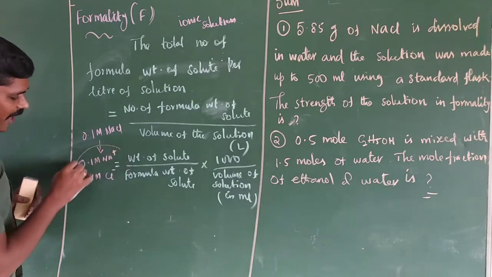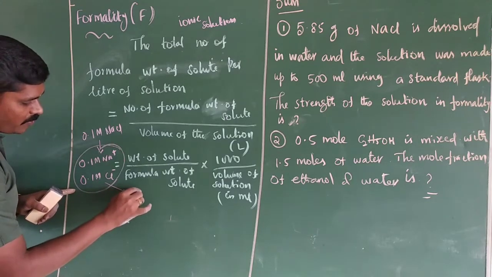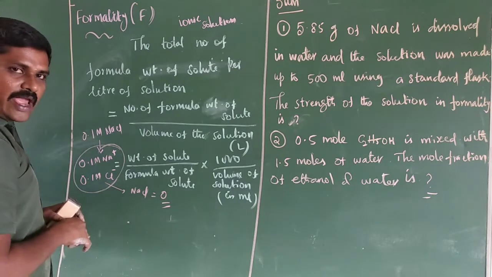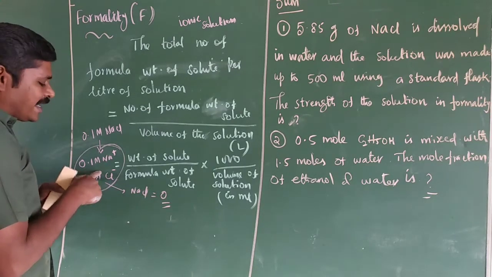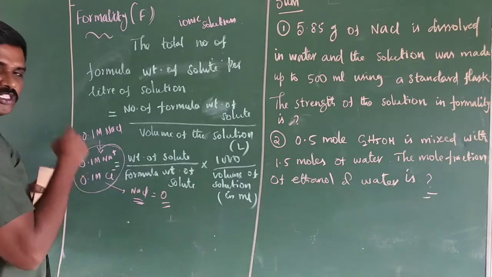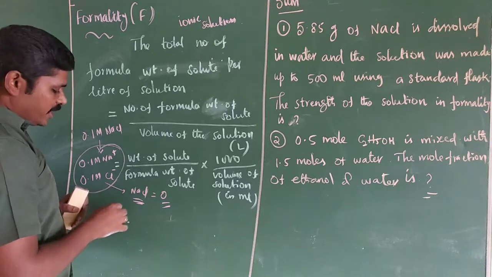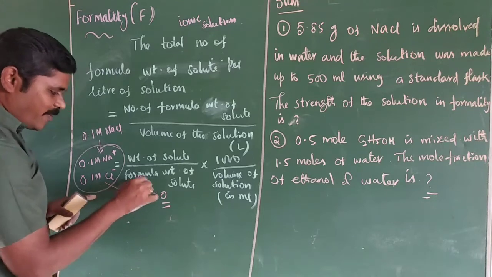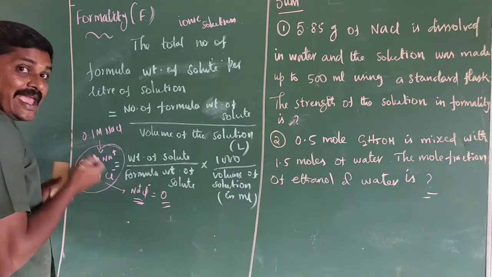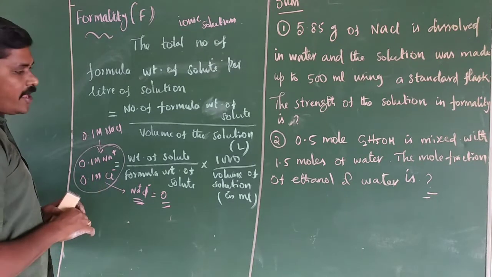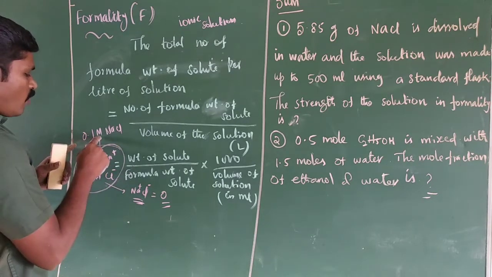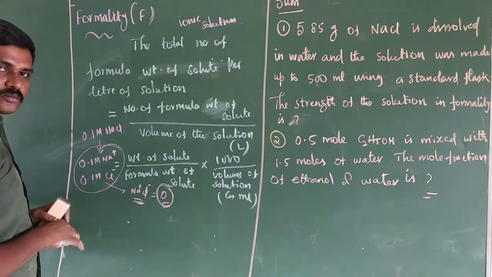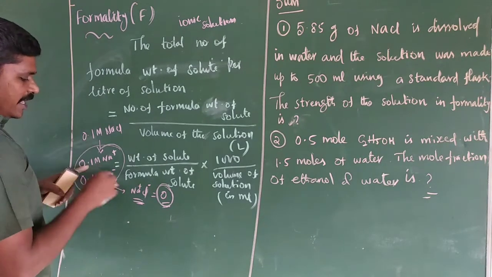Okay, the molarity of NaCl is 0. So the solution cannot contain undissociated NaCl. The NaCl is dissociated into Na plus and Cl minus ions, so it does not contain NaCl in this solution. So the molarity of 0.1 mole NaCl dissolved in water is 0. It does not contain undissociated NaCl.